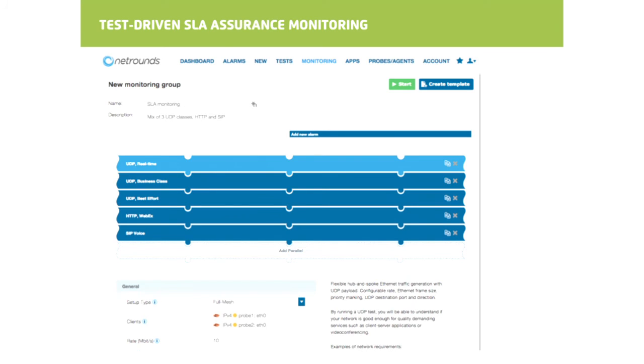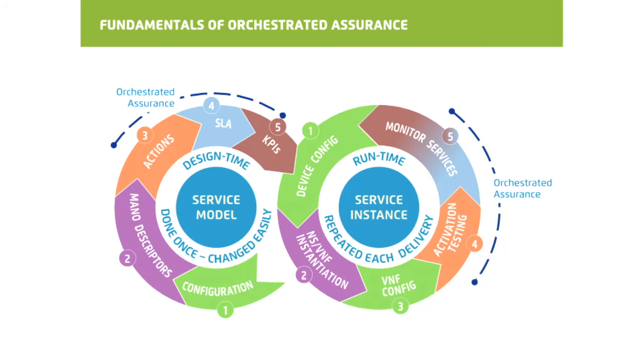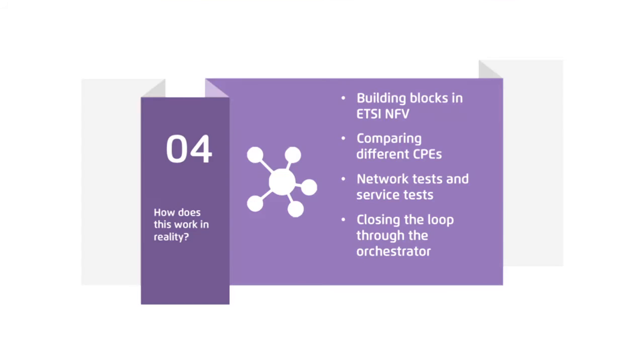So now, going back to the circles here on the left-hand side, we have all relevant components in the service model, ranging from the configuration and descriptors, as Stefan explained. But we also have defined the actions, SLAs and KPIs, so we can actually complete the service model. And now we can go to the right-hand side to see how we can do this in real life and do the instantiation. So let's move over to that part of the presentation.